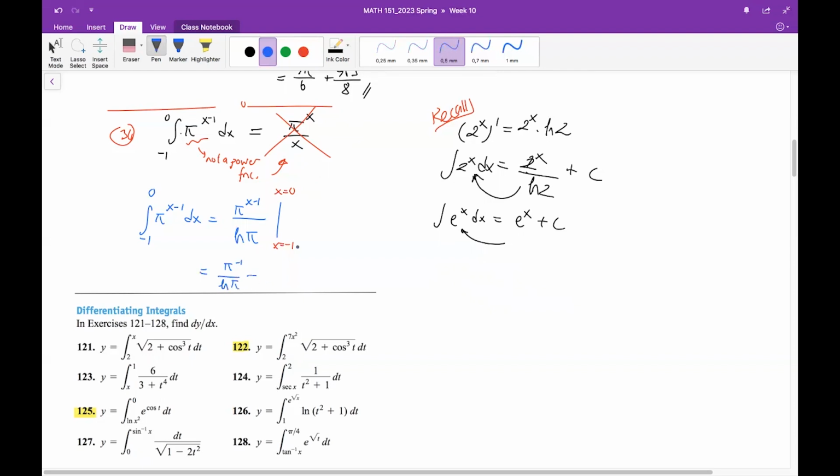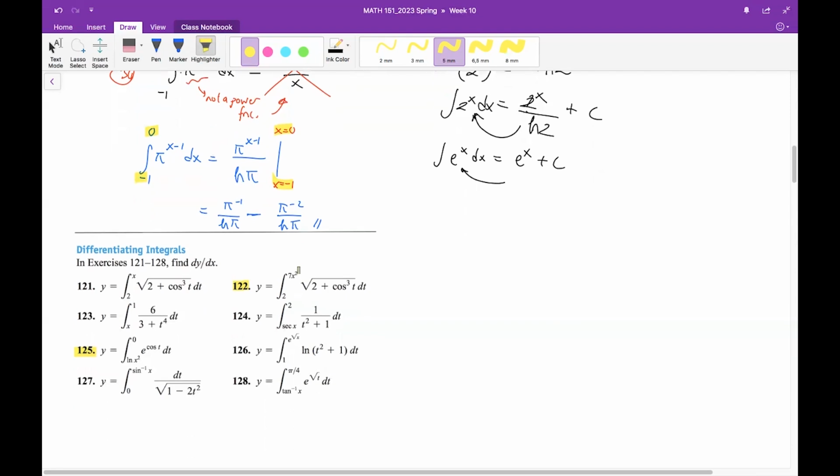Next, insert -1 for x, pi to the power -2 ln pi. So this is your final result, okay? Any questions about this exercise? These boundaries are the boundaries for x. So I am inserting x equals 0, then x equals -1. Any questions? So far, so good? It's clear. Okay, thank you for the reply.